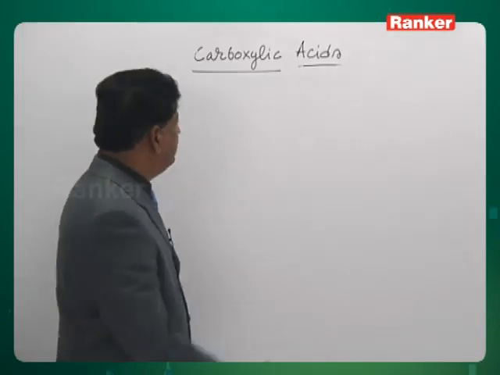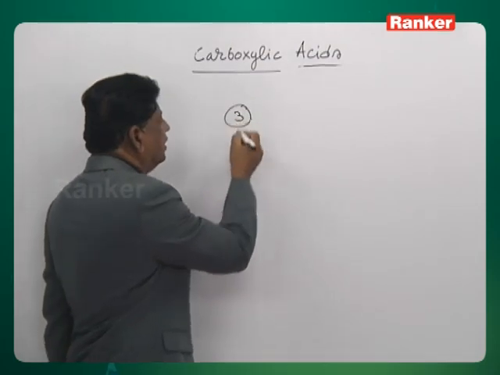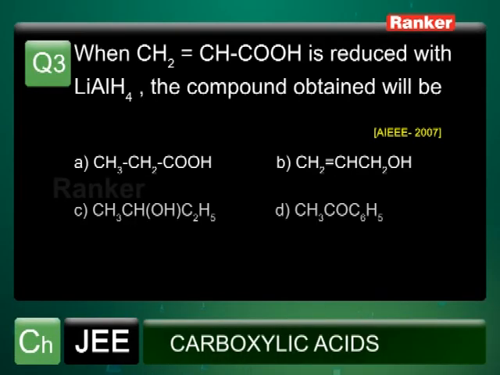Now let's go for question number 3. In the third question, he has taken a compound like an alkene attached to the COOH. This is called propenoic acid, or commercially called acrylic acid. This acrylic acid is reduced with lithium aluminum hydride. The compound obtained will be?